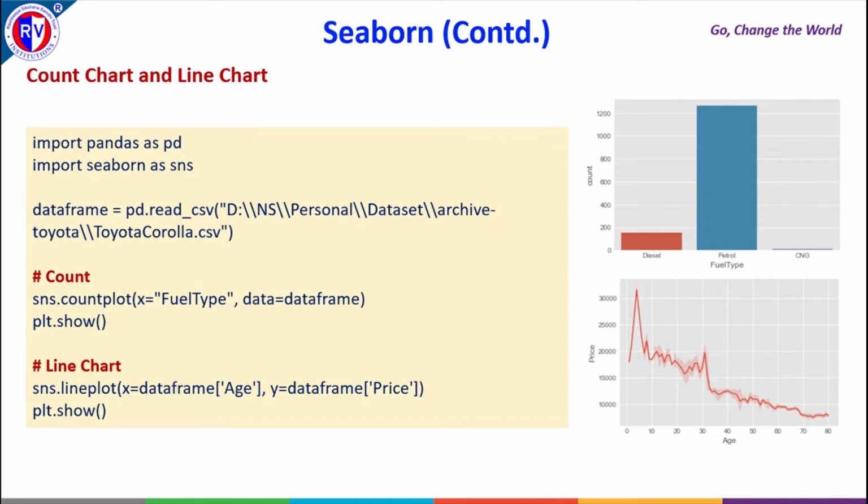And next you can see here I am using sns, which is nothing but the alias name for the Seaborn library, dot, and I am specifying the name of the graph, which is count plot. And here I am providing the X value. X is equal to fuel type. The question that comes here is what is fuel type?